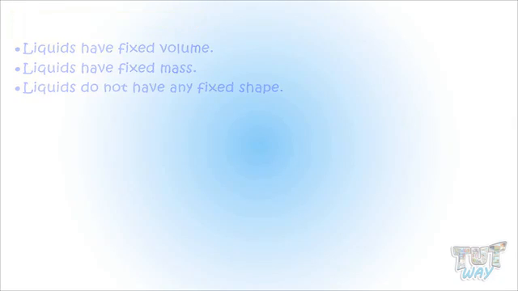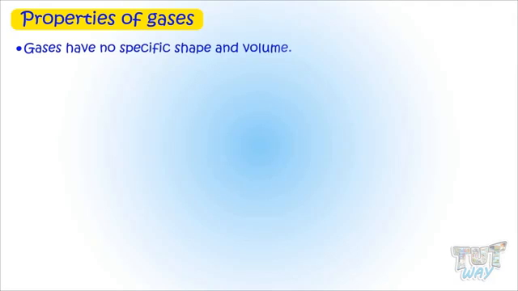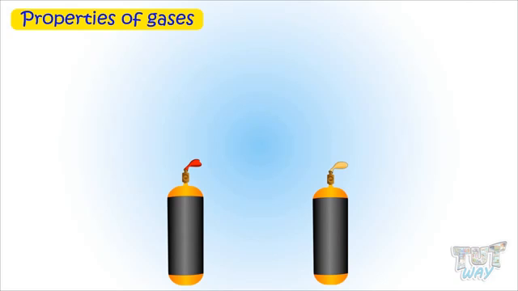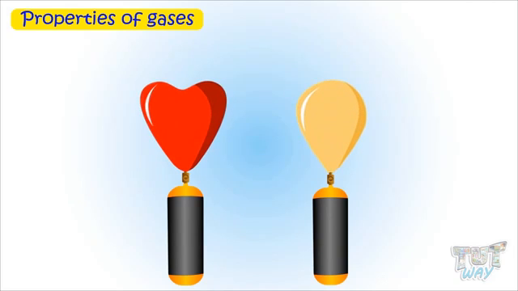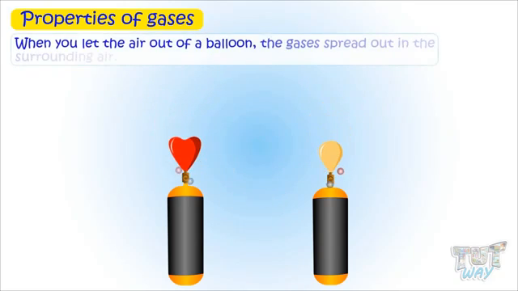Now let's learn properties of another state of matter, that is, gaseous state. Gases do not have specific shape and volume. Gases spread out to fill up the shape and volume of a container. Take 2 balloons of different shapes. Now fill them with the same amount of air. Air will take the shape of the balloon it is filled into, and when you let the air out of the balloon, the gases spread out in the surrounding air.